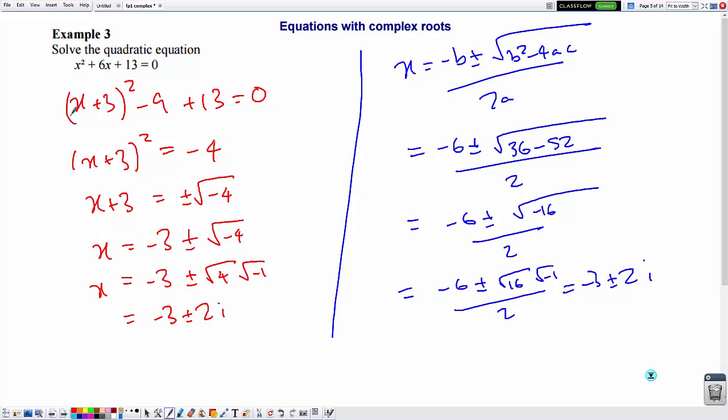And I would say, if your b is an even number and your coefficient of x squared is 1, completing the square is easier. If, on the other hand, you had a 2x squared and a 5x, then the quadratic formula will probably be a little bit easier to do.